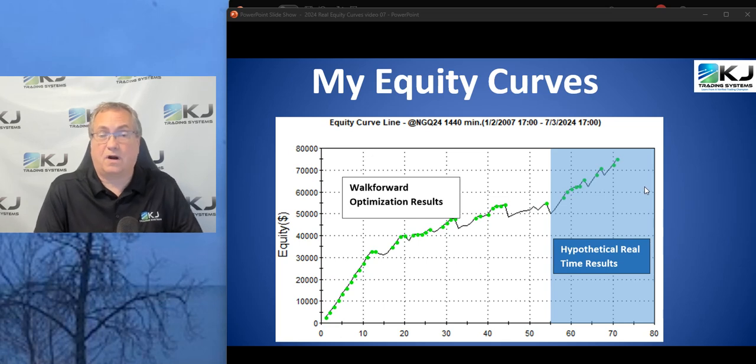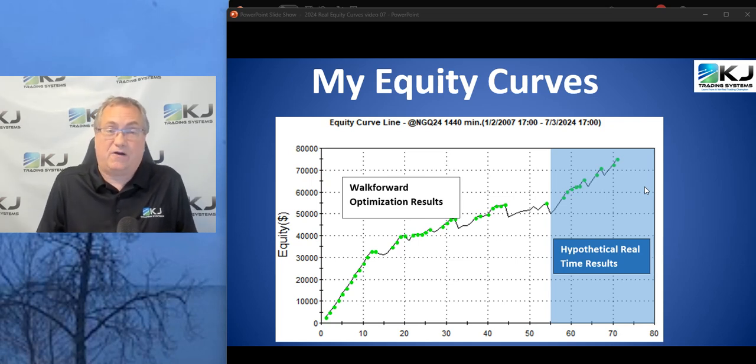Here's one for natural gas. And again, you see a similar sort of thing over all these equity curves. Had good performance in the white area during the walk forward testing, and continued to have good performance in the blue area. That's what you're looking for.